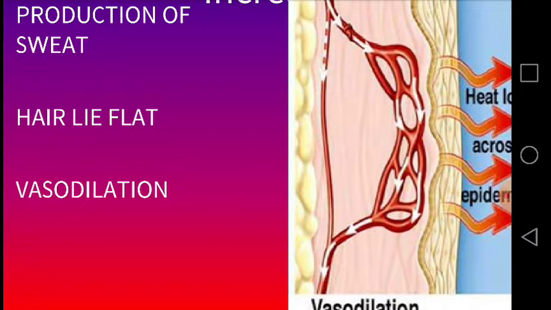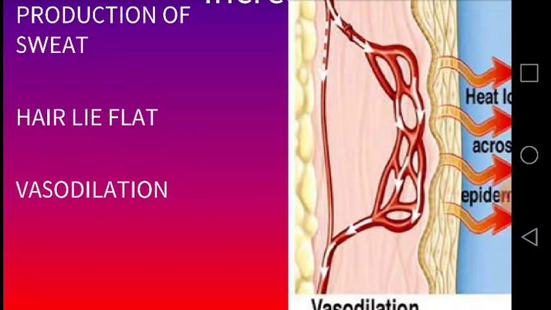Hair lie flat. Second point, the erector muscles which are attached to the base of the hair. In hot conditions, these muscles relax, allowing the hairs to lie flat against the skin surface. And this is how, when the hair lies flat, it helps to radiate the heat from the skin.